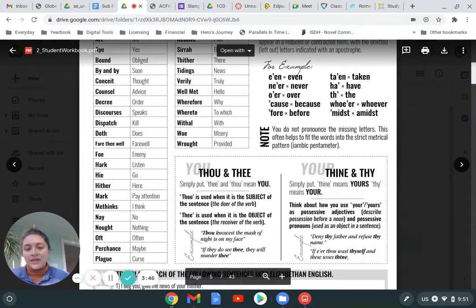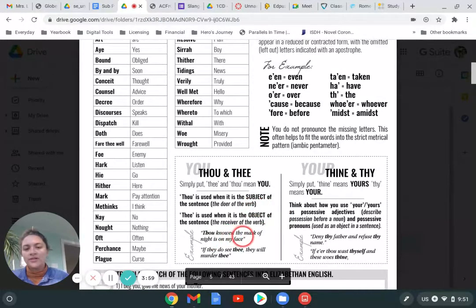But whenever you see thou, it basically just means you. Thee also means you. So thou is used when it's the subject, which you can see right here. So thou knowest the mask of night is on my face. You know the mask of night is on my face. Thee is when it's used as an object. So if they do see thee, they will murder thee. If they do see you, they will murder you. That's how you use thee and thou. You just replace them with the word you.